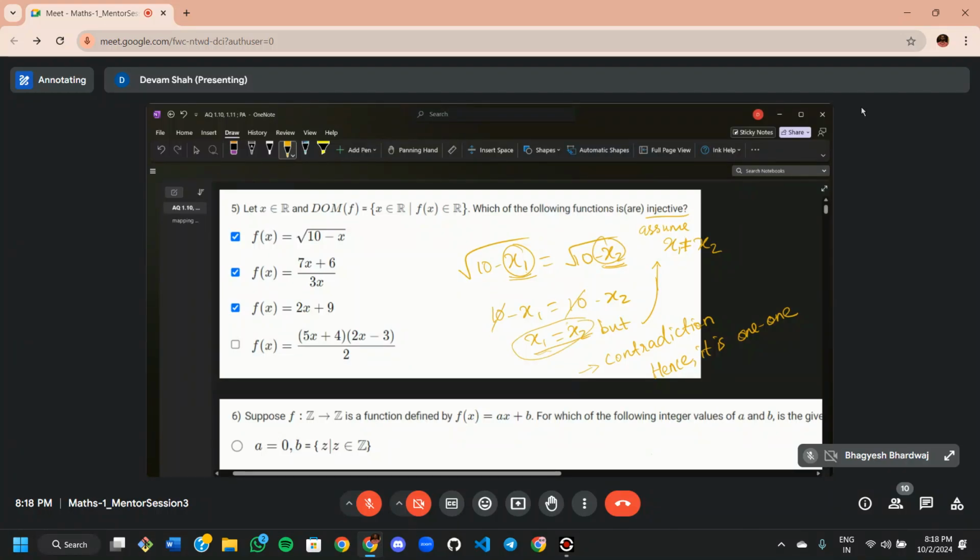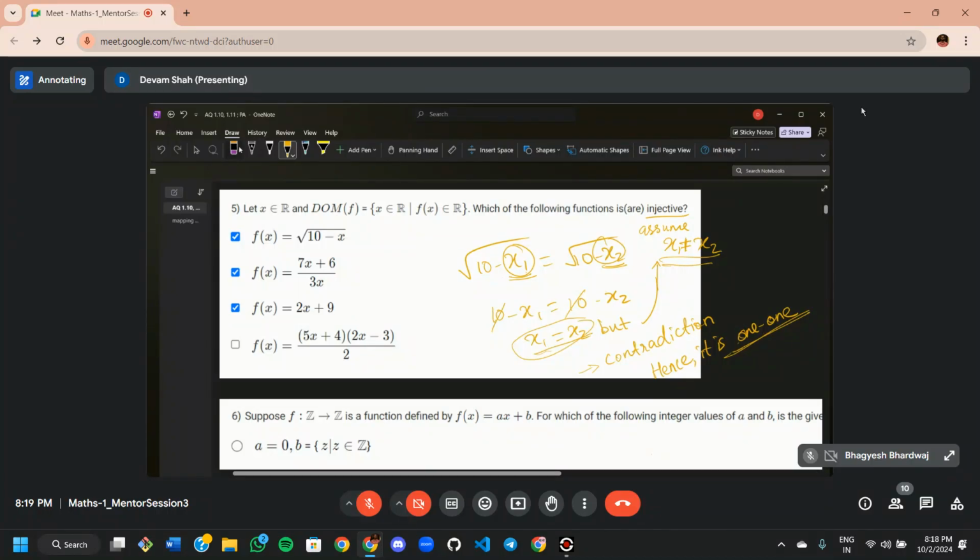If you get like this, it's one-one. If you assume the inputs are not the same, but at the end the inputs are the same, that means it's a one-one function. Because at the end, what did we assume? We assumed they are different. But what did we get? We got that they are the same. That's why it's one-one.